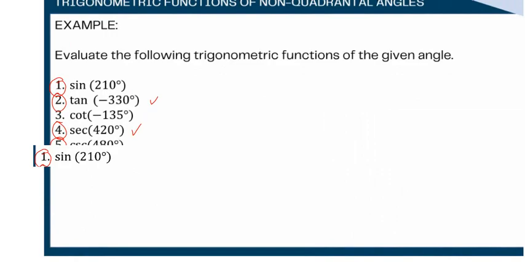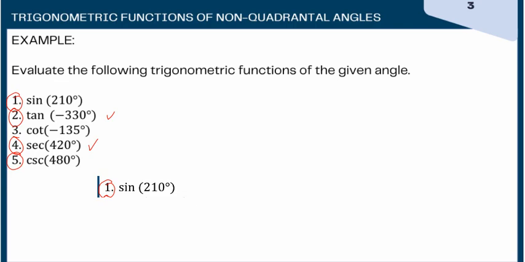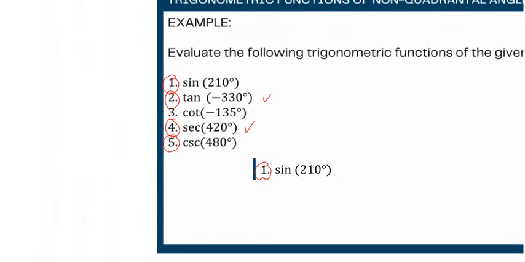Let me add another page and just transfer this specific item to a new page. So we are calculating for sine 210. How do we make use of our reference triangle? What we are going to do first is, of course, find its reference angle.